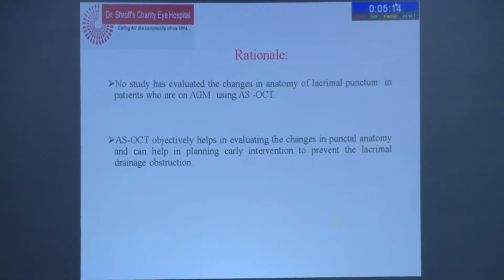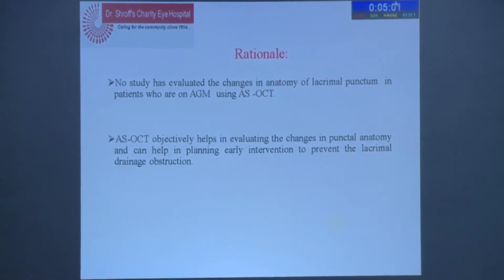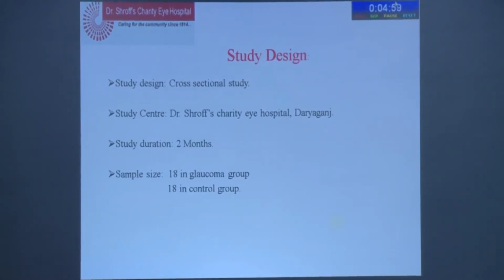The rationale behind our study is that no study has evaluated the changes in anatomy of the lacrimal punctum in patients who are on AGM. So we planned this study because it objectively grades the punctum. We designed a cross-sectional study, and 18 patients were included in both groups.